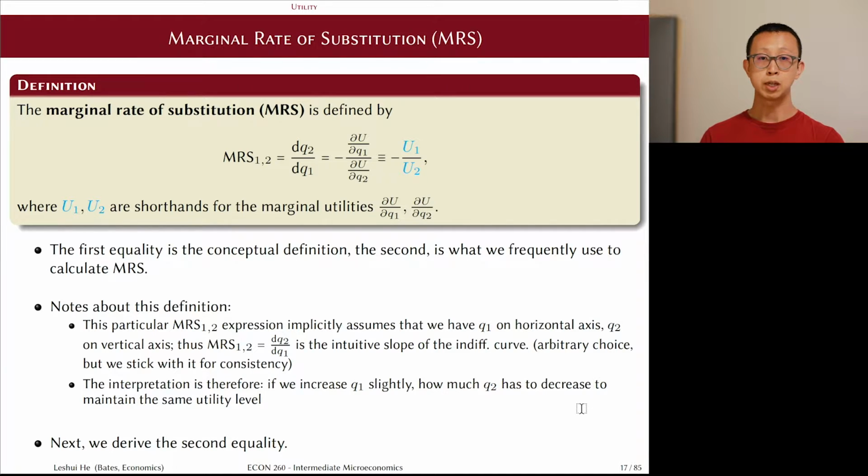So again, the interpretation of this expression is that if we increase the quantity of good 1 slightly, how much of the quantity of good 2 can we take away in order to keep the consumer indifferent? And that change in quantity of good 2 is measured by the marginal rate of substitution. So next, we're going to take some hard work to understand how come the slope of an indifference curve that is intuitively defined as this particular expression can be written in terms of utility function as a ratio of the marginal utilities.